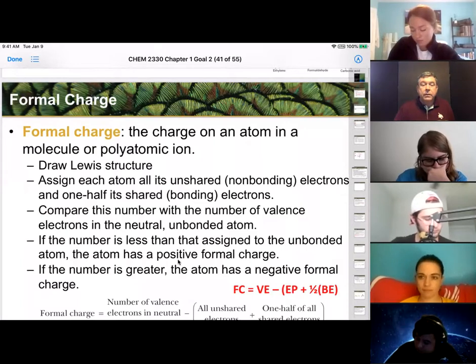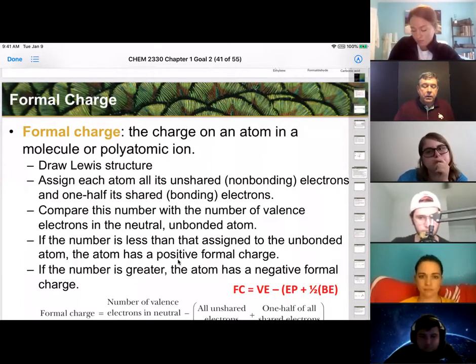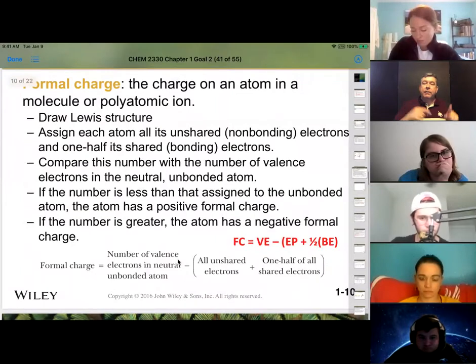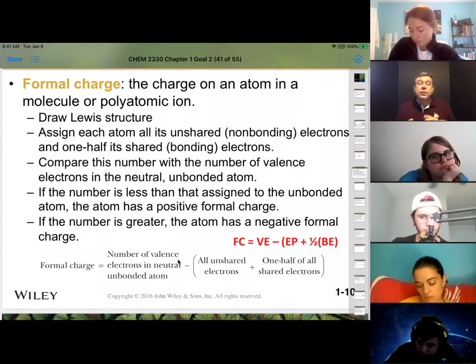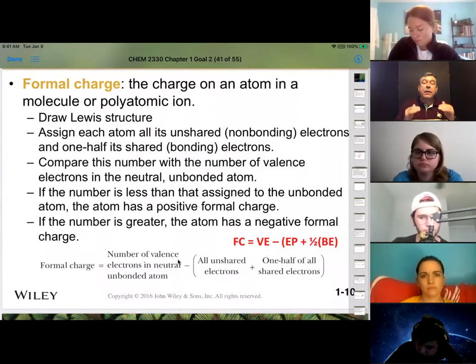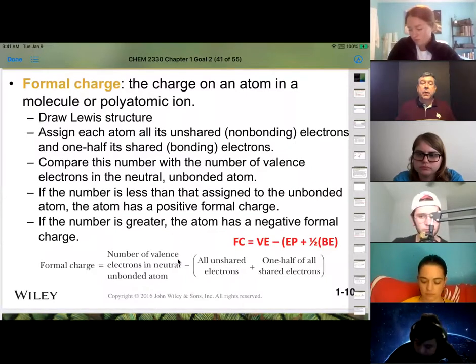So the way we do that is we first draw our Lewis dot structure, which is why we did that first. And then we have to think about all the unshared, non-bonded electrons, which are like lone pairs that aren't being bonded to other things. And we have to think about all the bonded electrons. We can only count half of those bonded electrons because it takes 2 electrons to make a bond.